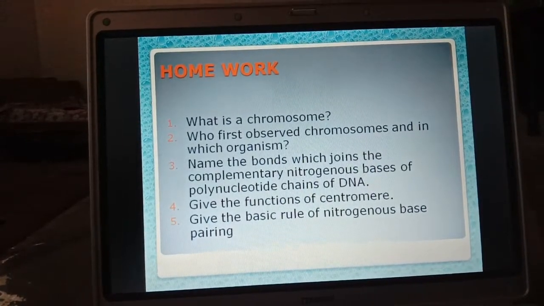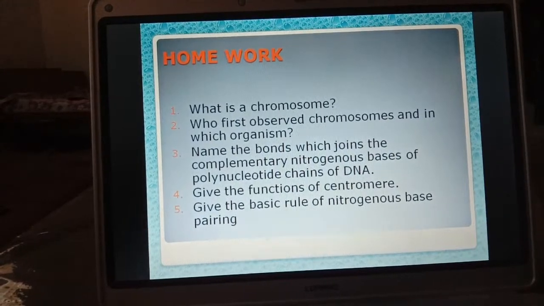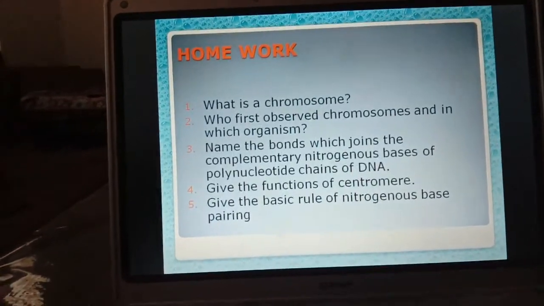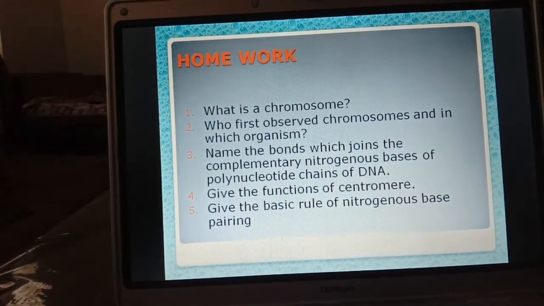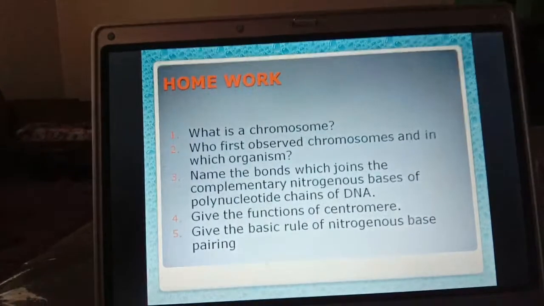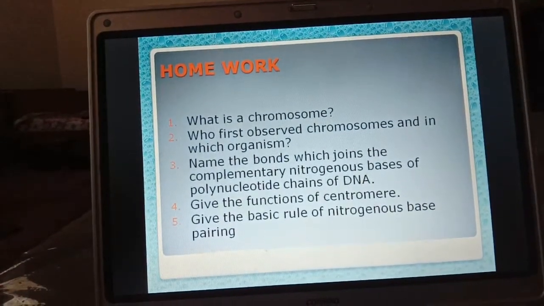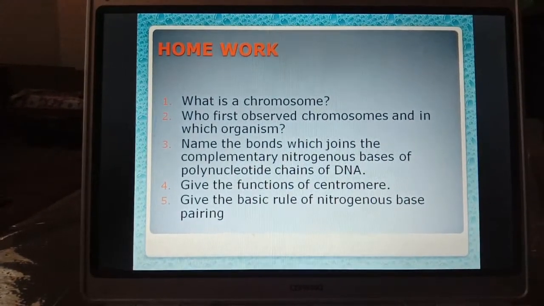So this was all about the chapter today, and you have understood the chapter. Based on your understanding, there are some questions that you are supposed to do in your copy. You can see the questions here. You need to write the answers of the questions which are given here. I will read out the questions.